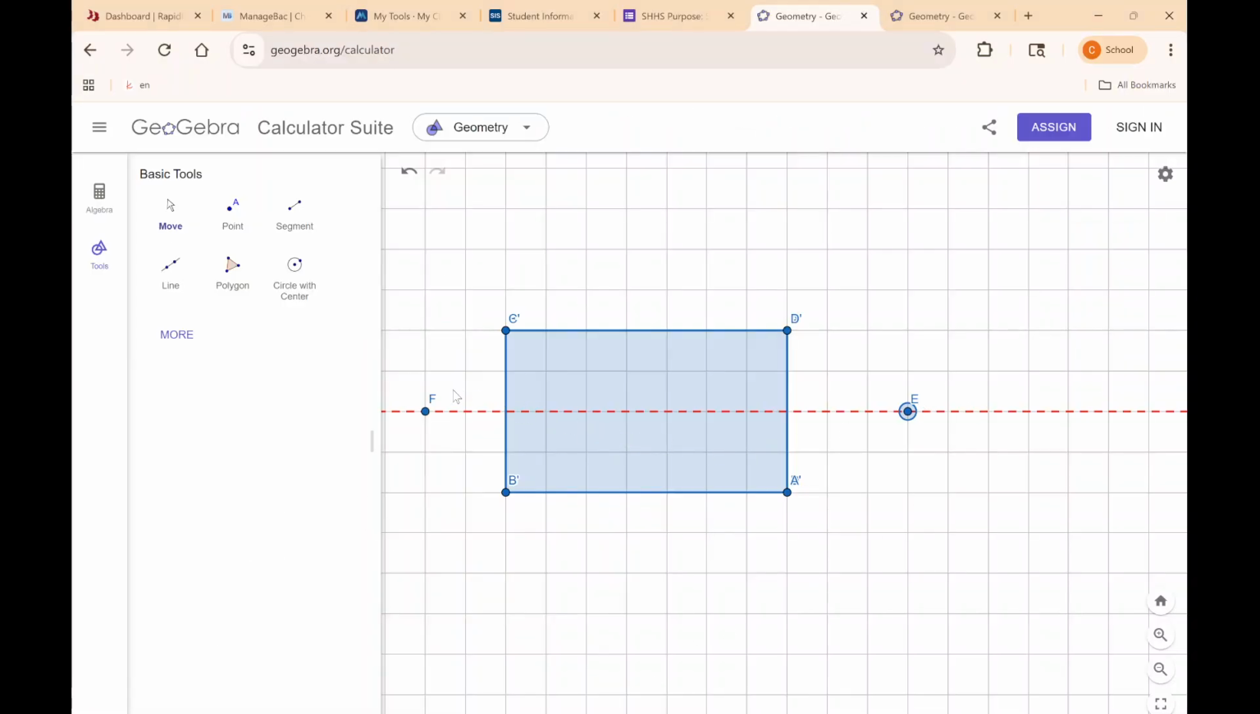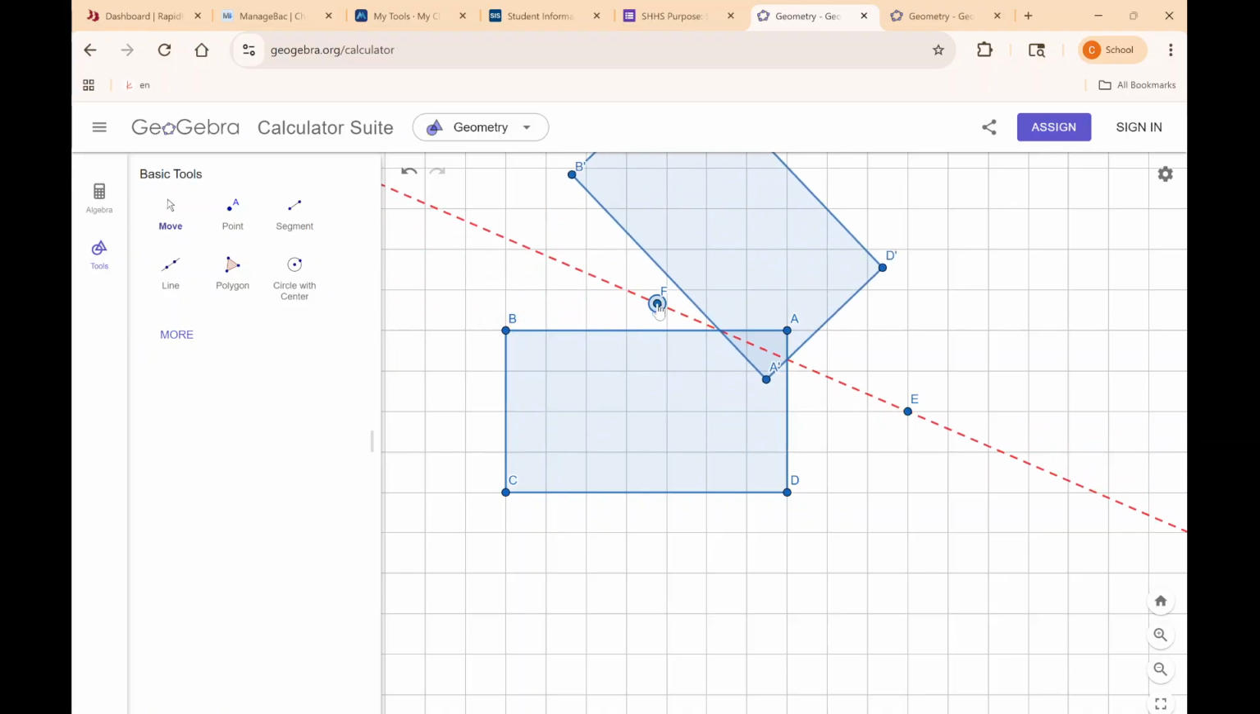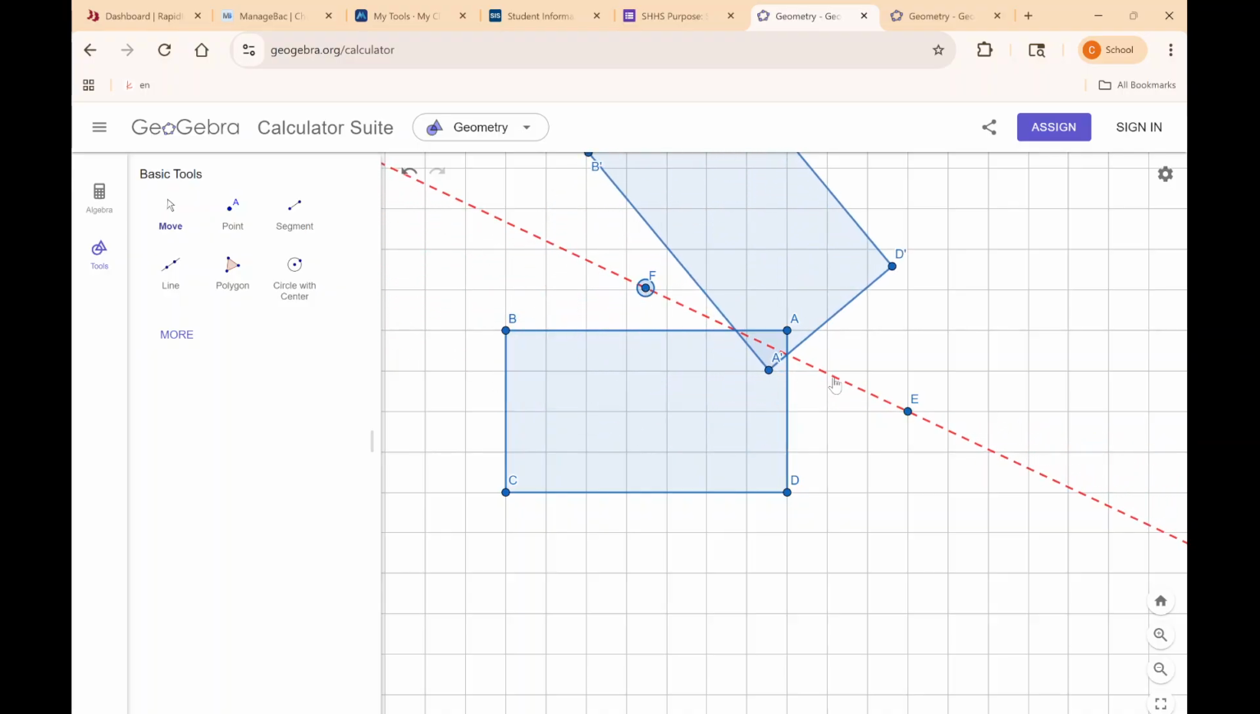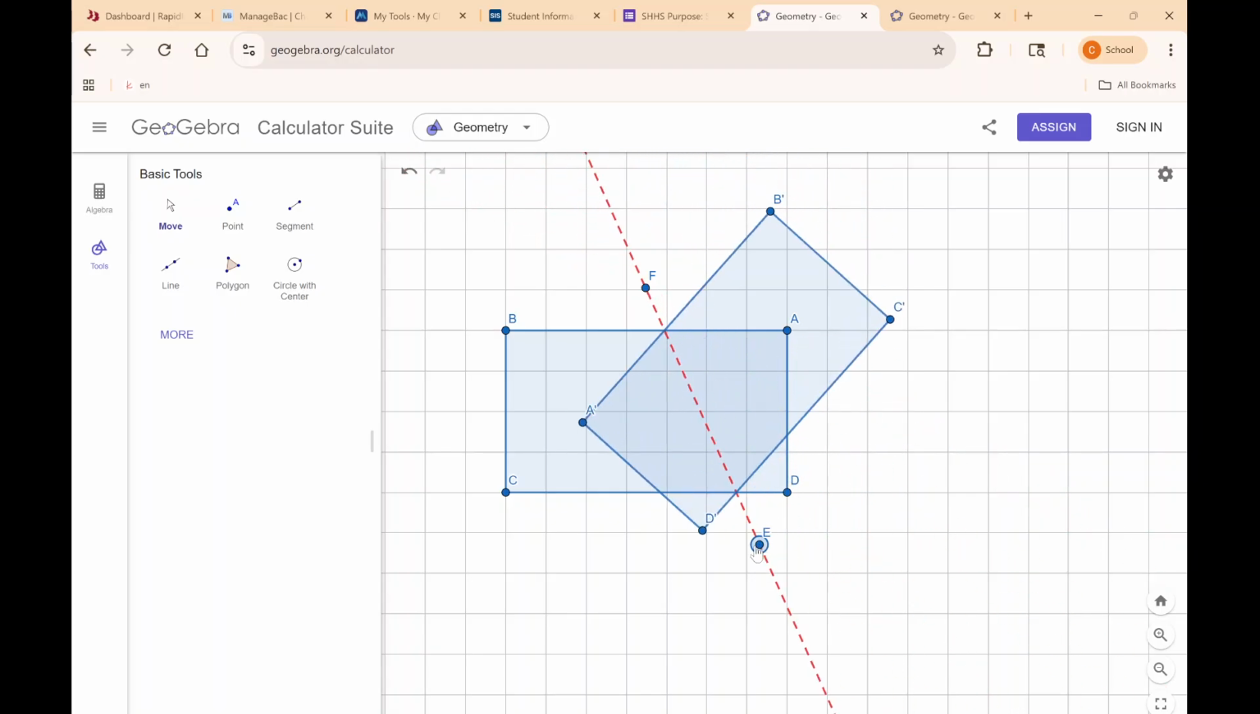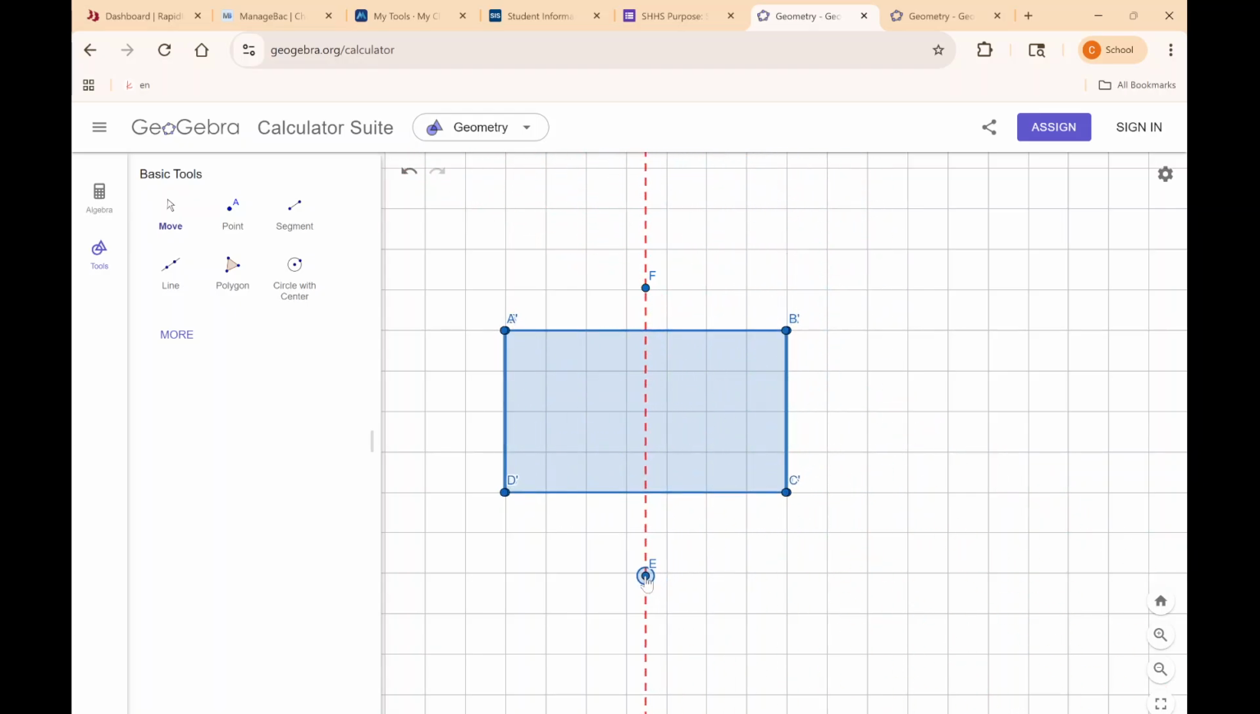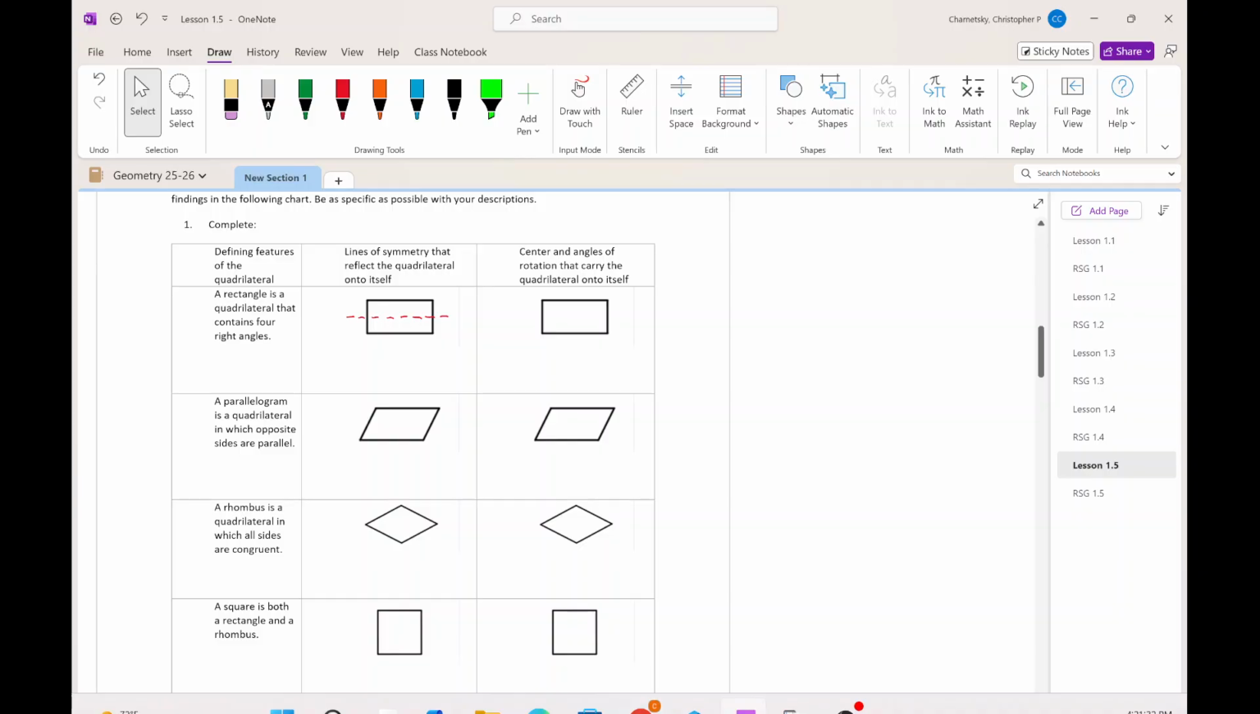Another line of symmetry would be if we went vertical. So we went directly down the middle. There we can see it'll line up perfectly. So there's our other line of symmetry on the rectangle. Okay, so two lines of symmetry so far.